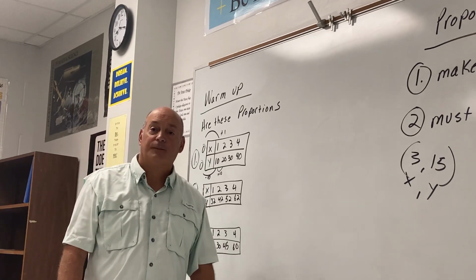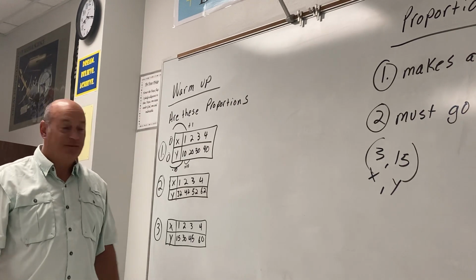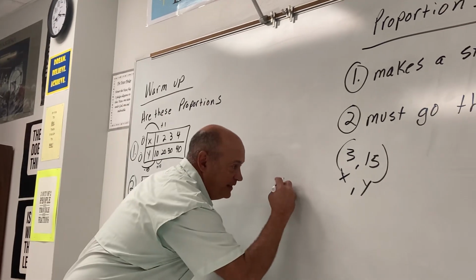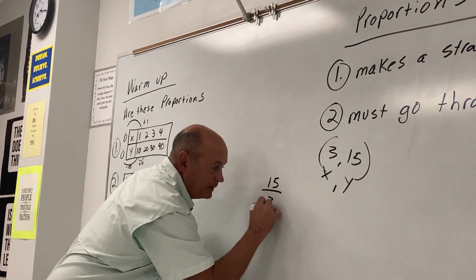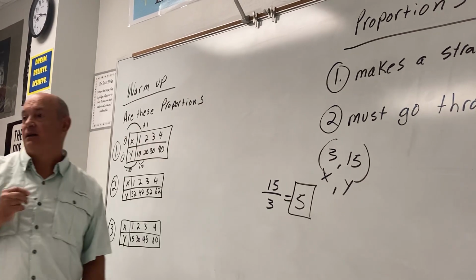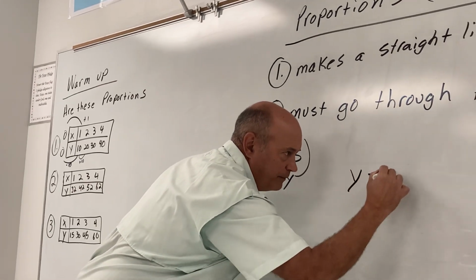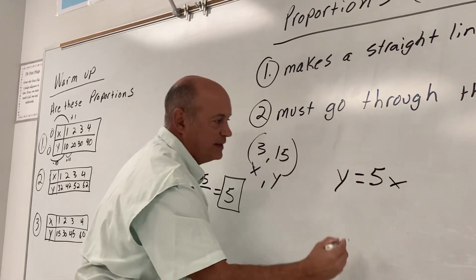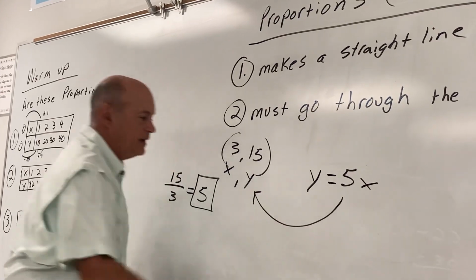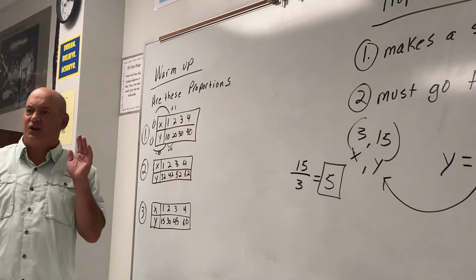I was going to say you divide. Divide what? 15 by 3. Very nice. What is 15 divided by 3? 5. Lizzie just found out what K is. What is K? 5. So what would be the equation? Y equals 5 times X. Very nice. Now, what Lizzie just did works all the time.